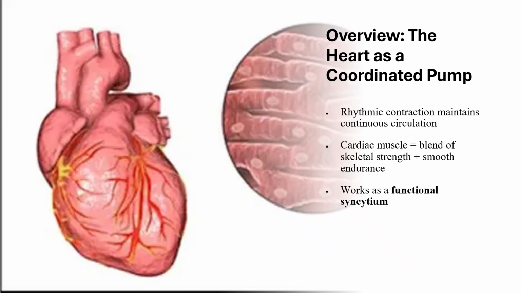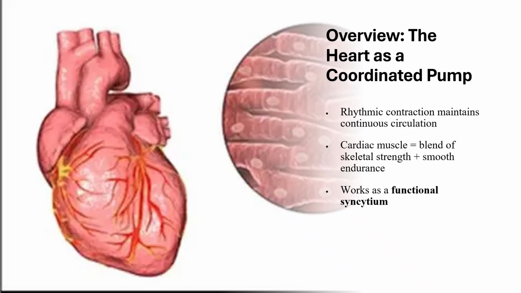Cardiac muscle combines the strength of skeletal muscle, which provides the power to pump, with the endurance of smooth muscle, which allows it to work tirelessly without fatigue. But power alone isn't enough. The heart has to beat in perfect coordination. That's where the concept of the functional syncytium comes in.